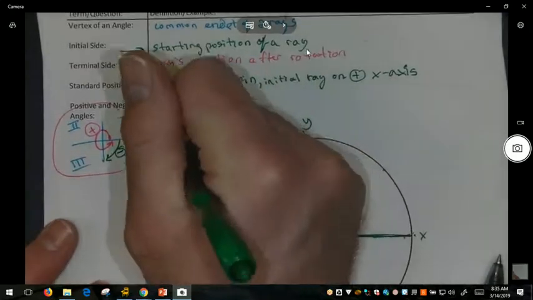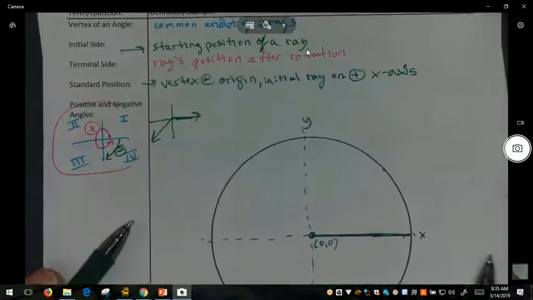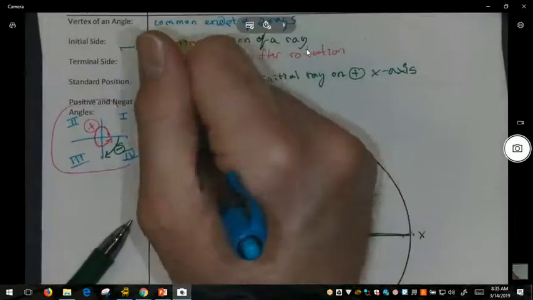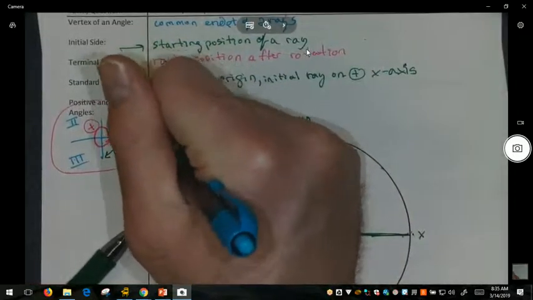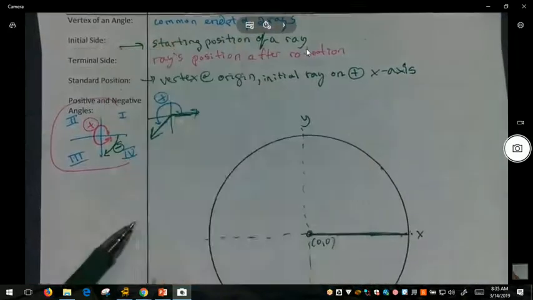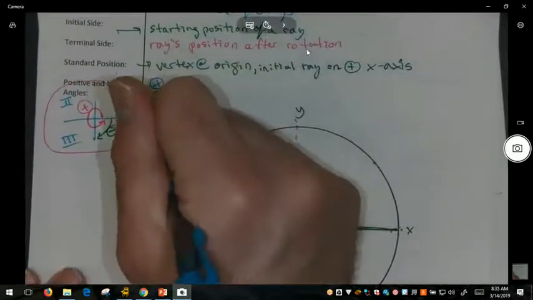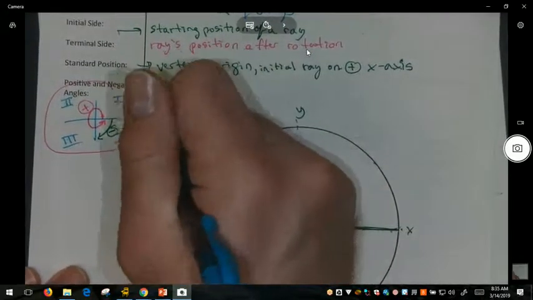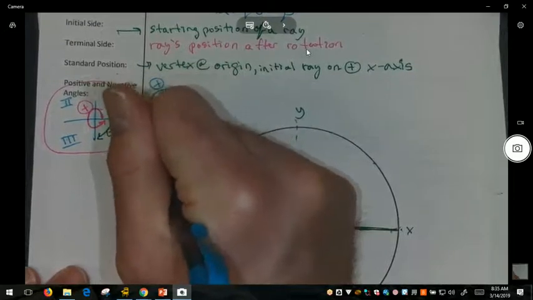So here's an example of an angle that is positive. It has its initial ray on the positive x-axis. It rotates around and stops here. This is a positive angle. Here's an example of a negative angle. It has its initial ray on the positive x-axis. It rotates around in a clockwise motion.